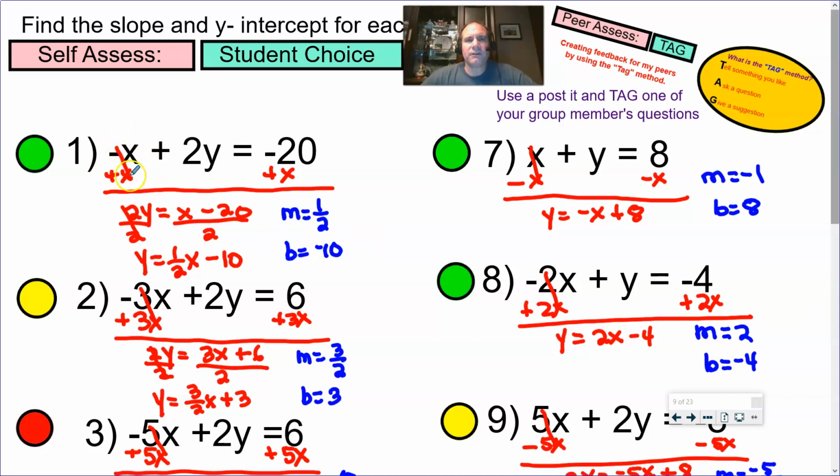Remember, you have to get the y alone, and you add x on both sides, right? Then it becomes 2y equals x minus 20. Just remember, there's a 1 in front of the x. So 1 over 2, I'm going to keep that fraction. I'm not going to make it 0.50. Please do not make that 0.50. You keep the half. Bring the x down. -20 divided by 2 is -10. The slope is a half. The y-intercept is -10. All right.